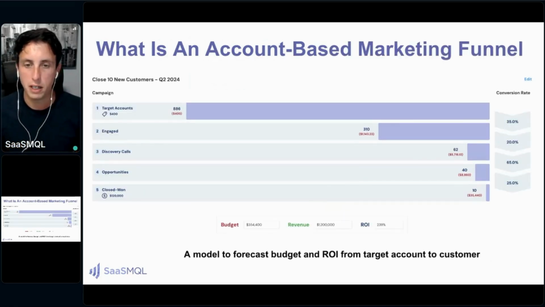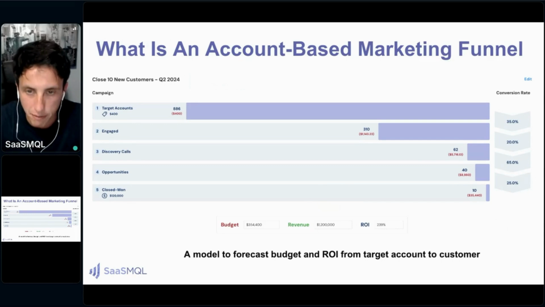But let's jump into one example of an ABM funnel. What you see here, for example, is that I'm trying to close 10 new customers in a quarter. In this case, Q2, even though Q2 recently finished, depending where you are. But let's call Q2 my next quarter. So if I want to close 10 new customers, I need to understand how much budget I need to allocate, how many accounts I need to target, and what my ROI and conversion rates are going to be here.